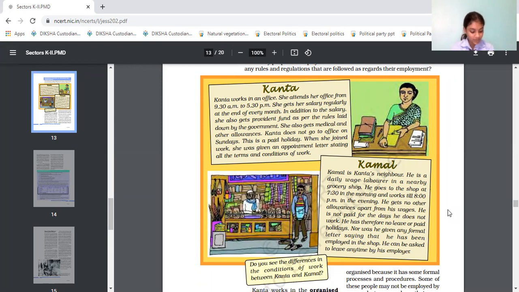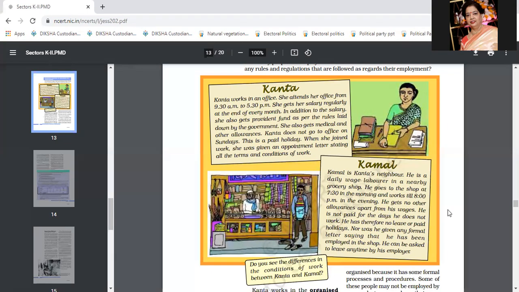Now, we can see that Kanta works in the organized sector. When we are talking about the organized sector, it is a sector where the employment terms are fixed and regular and the employees get assured work. They are registered by the government and have to follow its rules and regulations, which are given in various laws.